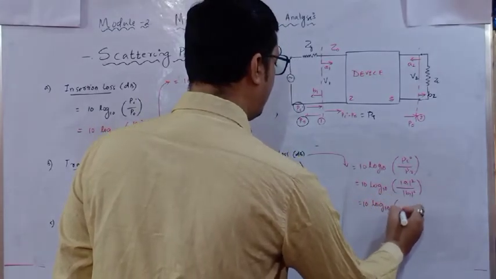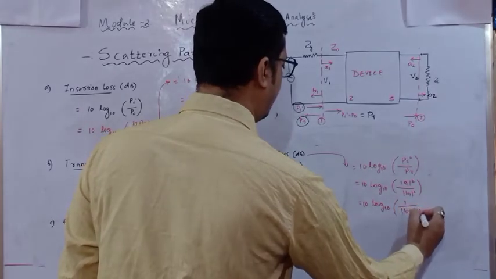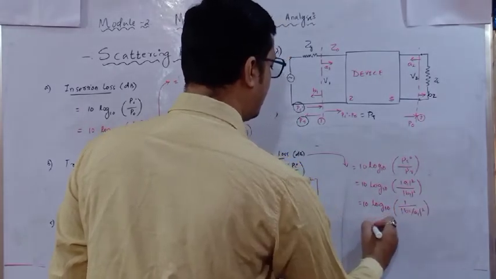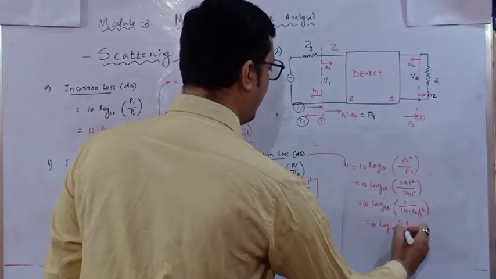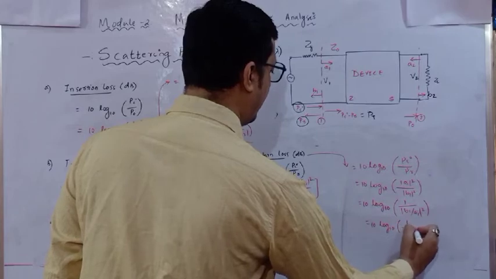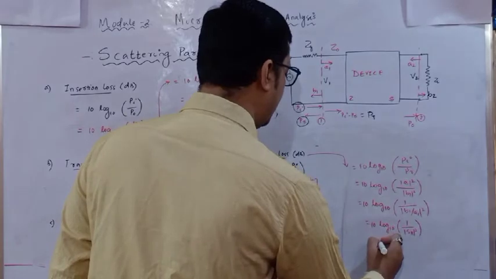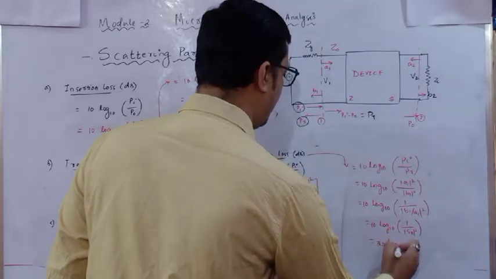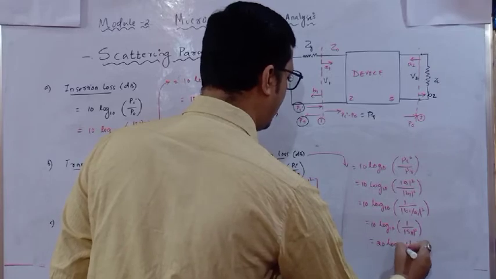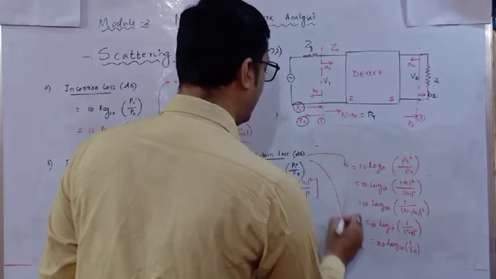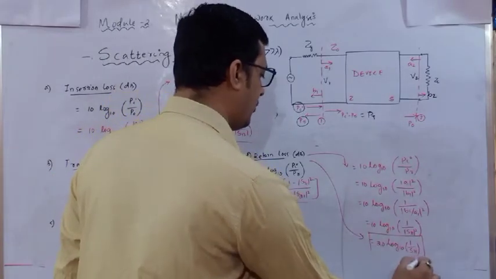So 10 log base 10 of 1 by mod B1 divided by A1 mod square. I can write this as 10 log base 10 of 1 by mod of S11 whole square. Take the two outside, and you will get 20 log base 10 of 1 by S11. This is called my return loss, the return loss at port 1.